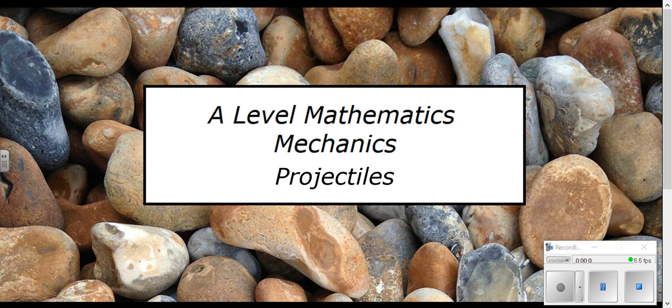Hello. This week we're going to be looking at projectiles, which is going to take all of our learning from suvat equations, from resolving forces, but in this case we'll be resolving velocities, and it will take our vectors knowledge and throw them all into one big topic. Let's get started.